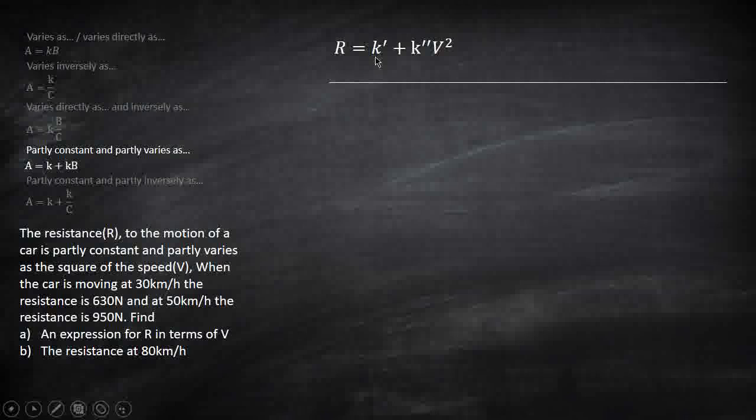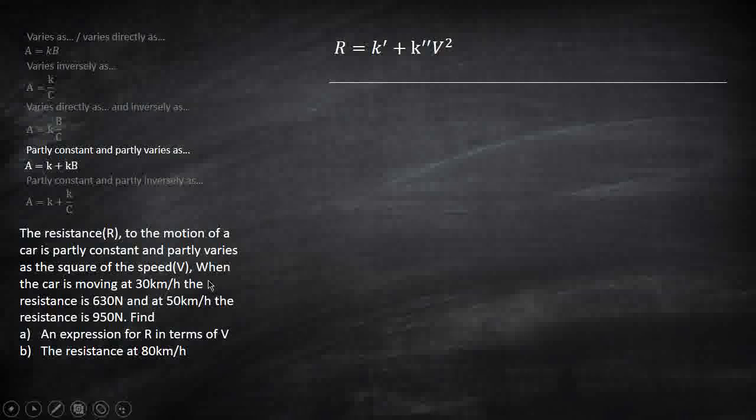R is equal to the first k, plus the second k times v squared, since it varies as the square of v. The first constant and the second constant are not the same. Are you here with me?